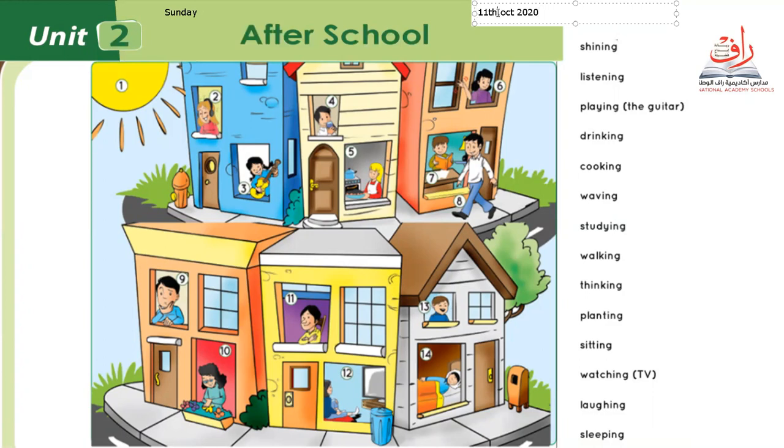Excellent, students. Good job. The 20 should be smaller. Let's write it as only 11th and October with a capital letter. Don't forget to write Sunday with a capital S. Okay, good job. Did you finish? Well done. Let's go now to our book.